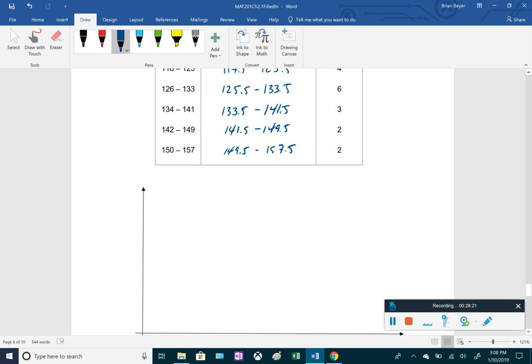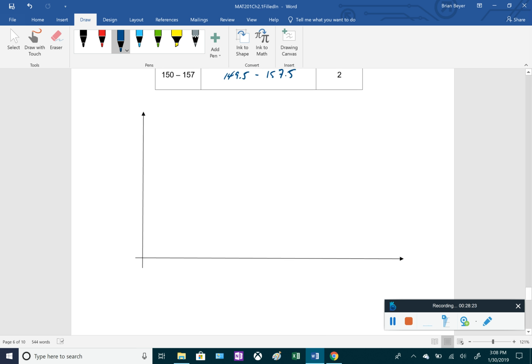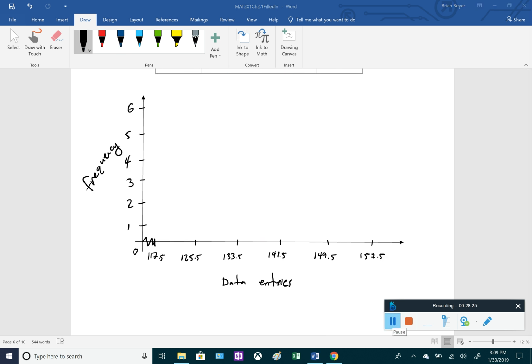I'm just going to get this set up down here real quick. So here it is all filled in. We have the frequency for the vertical axis up to 6, because that was the highest frequency on the frequency distribution. And these are all labeled with the class boundaries.